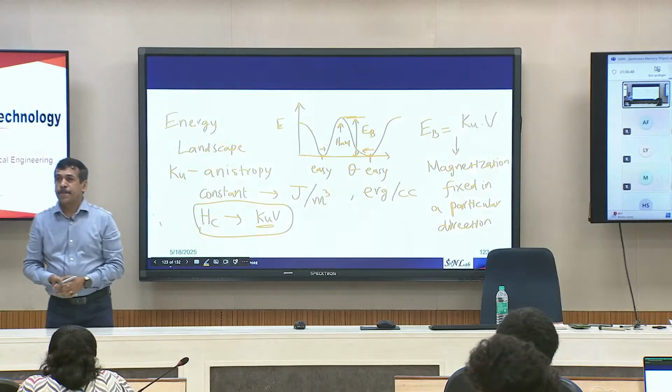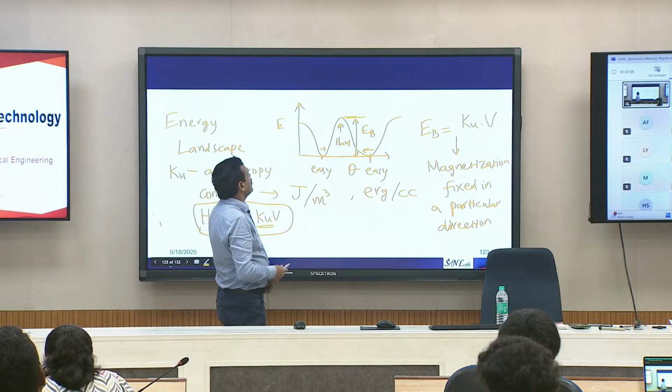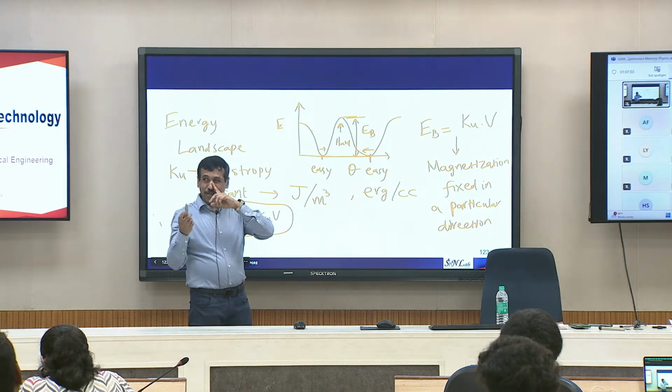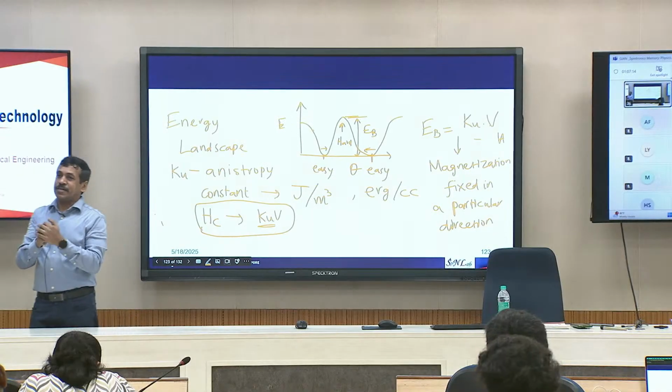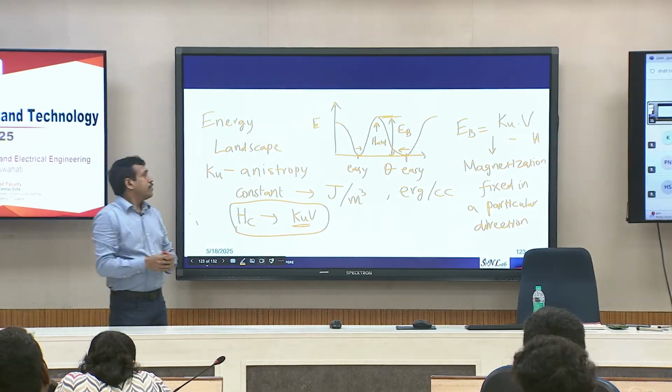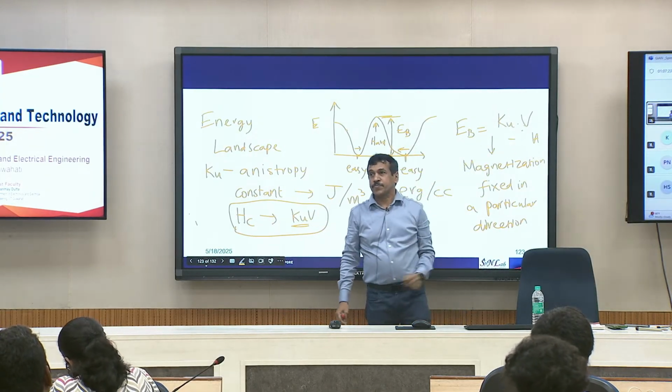Yes. This energy diagram is for an isolated particle. When you have a lot of particles, there is also another field coming in. So it will be KUV minus some field term which is proportional to the internal field. Every particle will see a magnetic field from the neighbors, and the energy corresponding to that field will be subtracted from KUV.